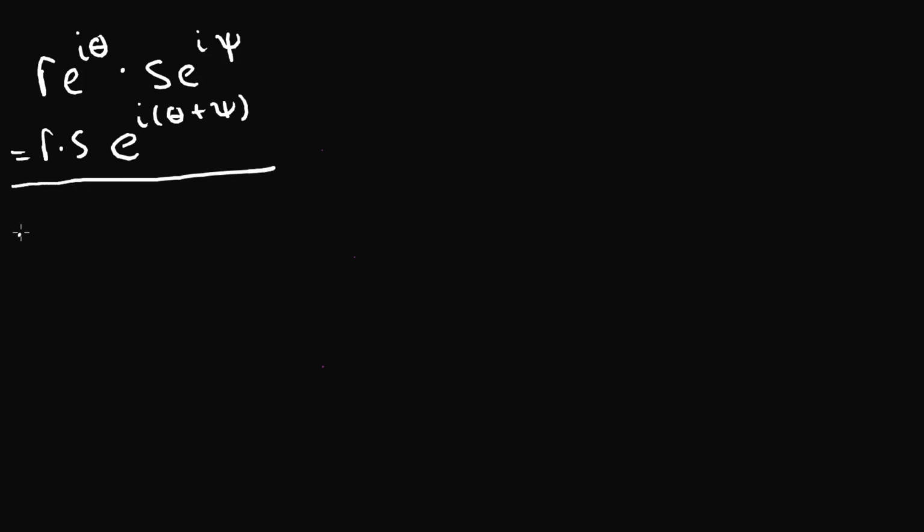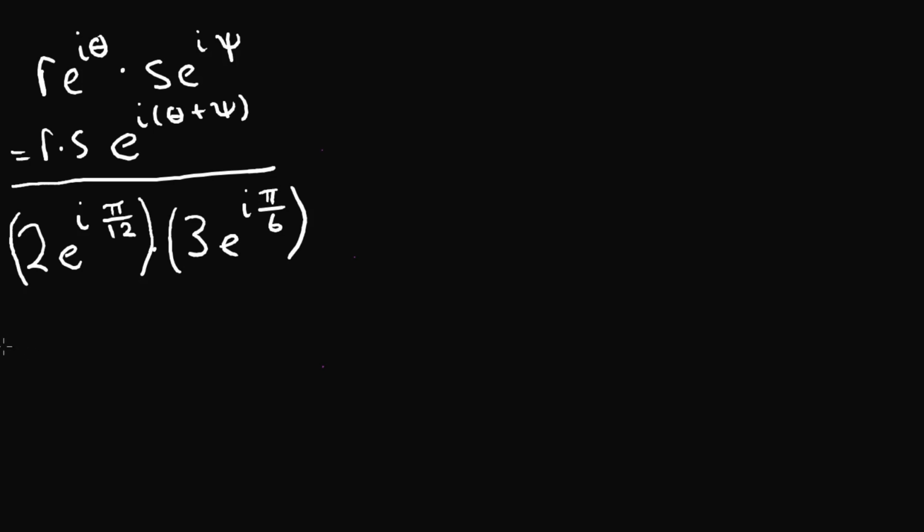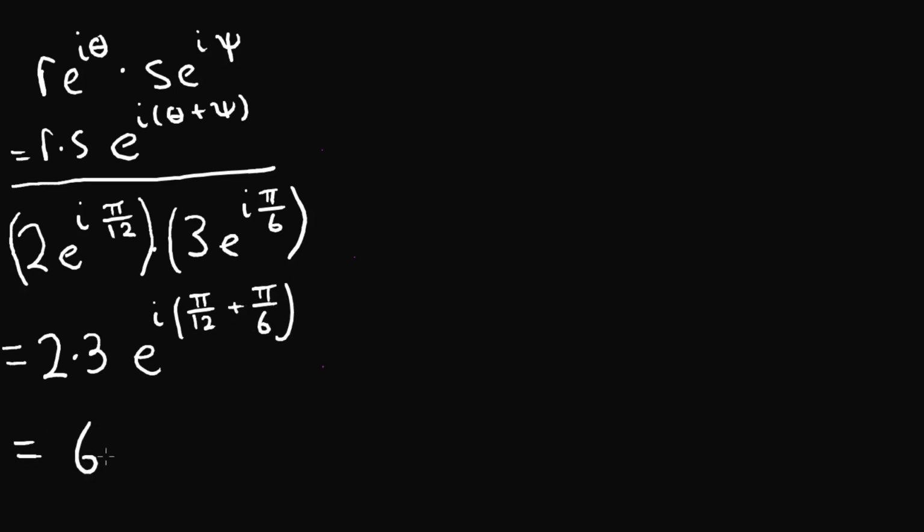So let's do 2e^(iπ/12) times, this is going to be the first complex number, 3e^(iπ/6). So what we get is, well, we get 2 times 3 e^(i(π/12 + π/6)). And that's equal to 6e^(iπ/4).